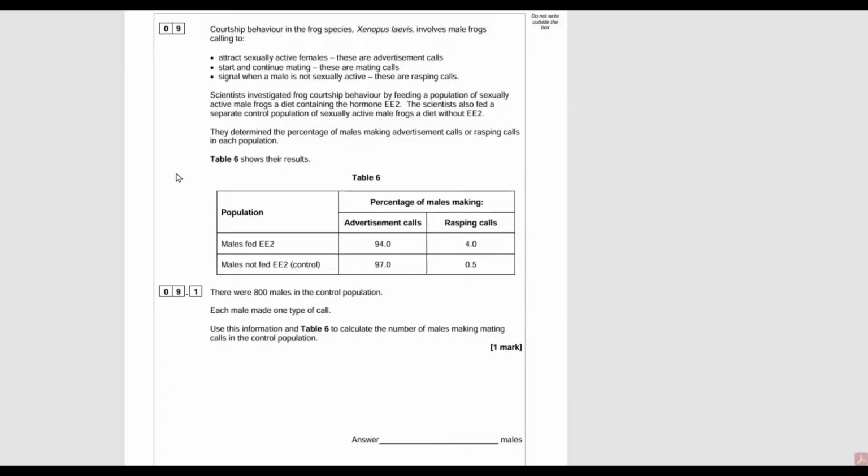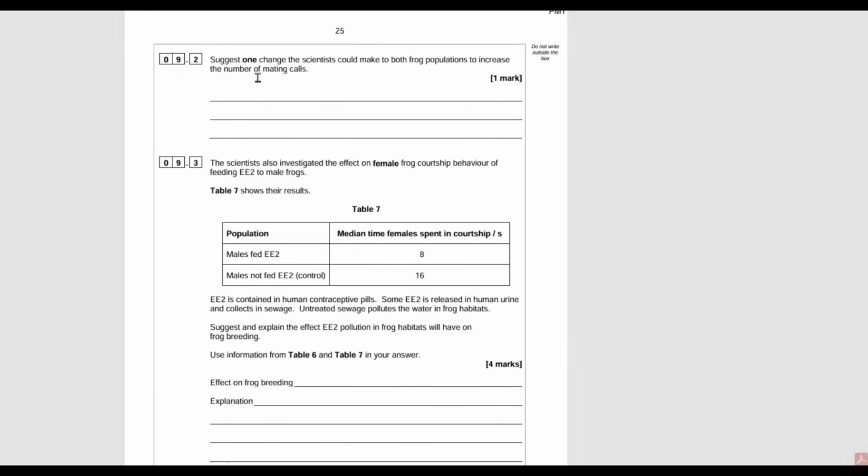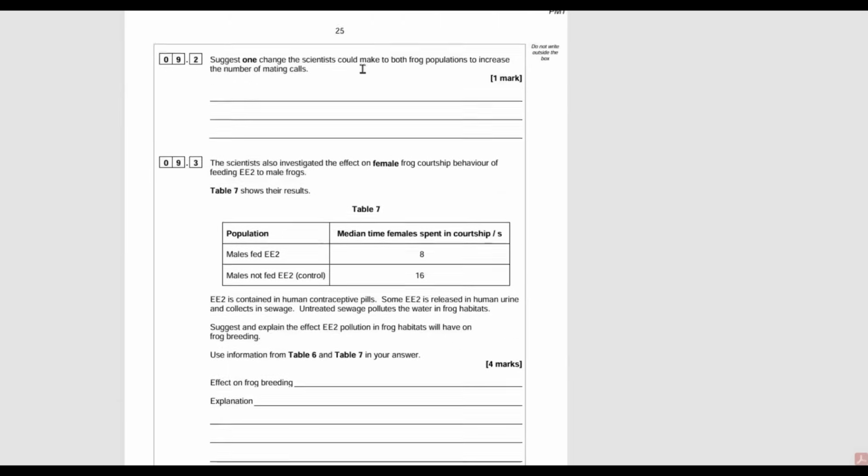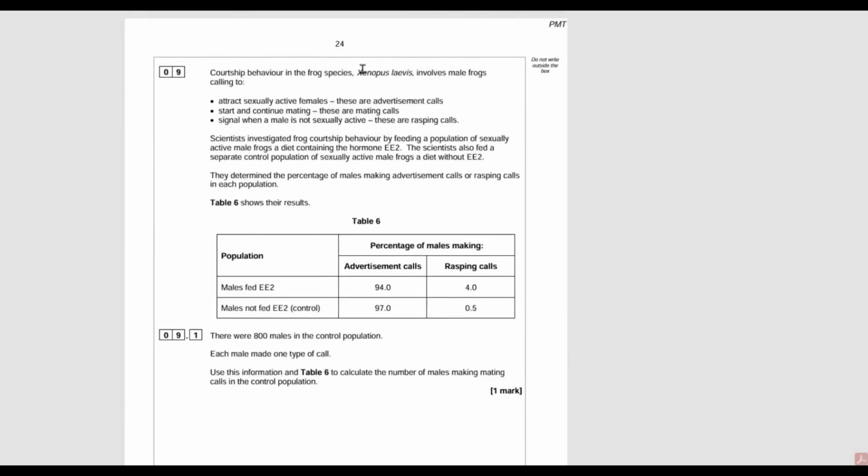Okay, let's zing down. Suggest one change the scientists could make to both frog populations to increase the number of mating calls. So these are male frogs. What could they do to the frog population that will make them call out to do basically more mating calls, not advertisement calls?